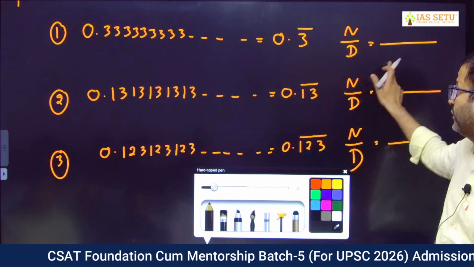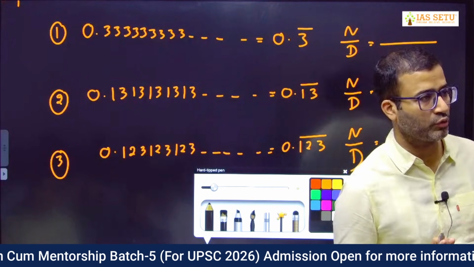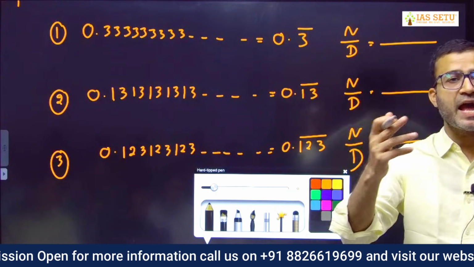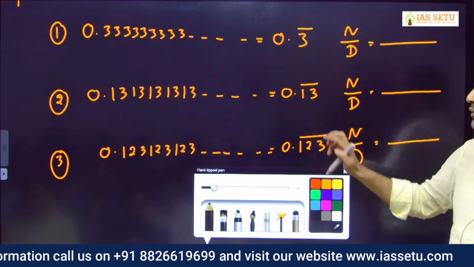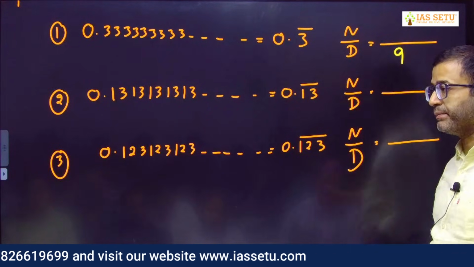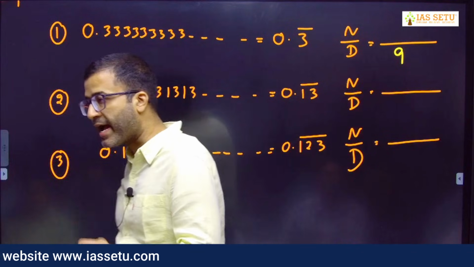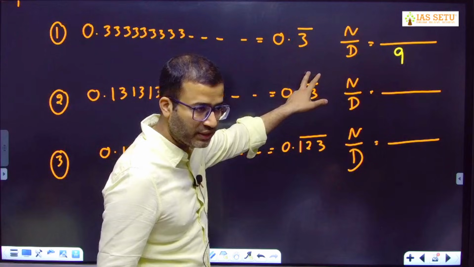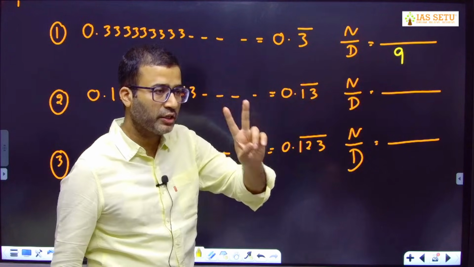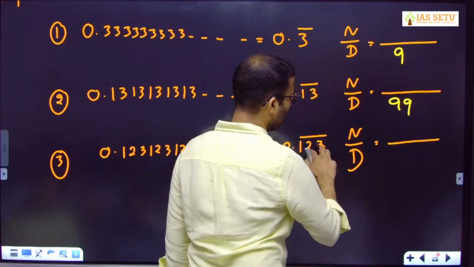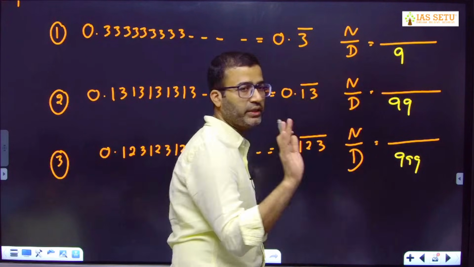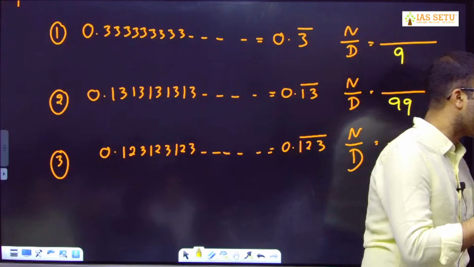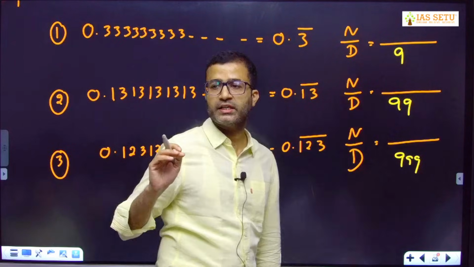Now I start with the denominator. Simple shortcut, simple rule: in our denominator, we have as many 9s as the number of digits under the bar. I repeat, in our denominator, we have as many 9s as the number of digits under the bar. In the first example, there is 1 digit under the bar, one 9. In the second example, there are 2 digits, we put double 9. In the third example, there are 3 digits, triple 9. Simple. Simple rule.